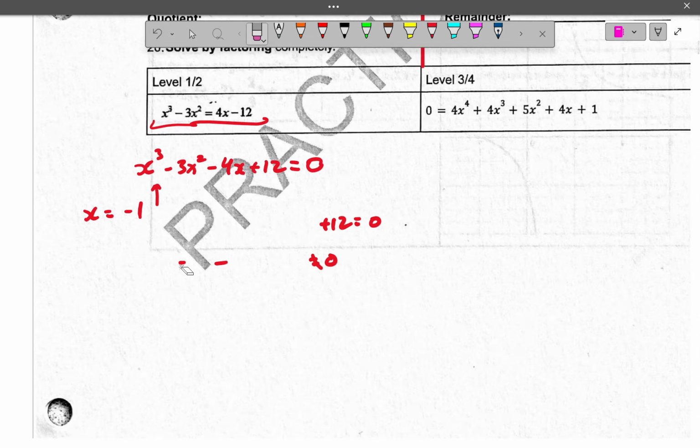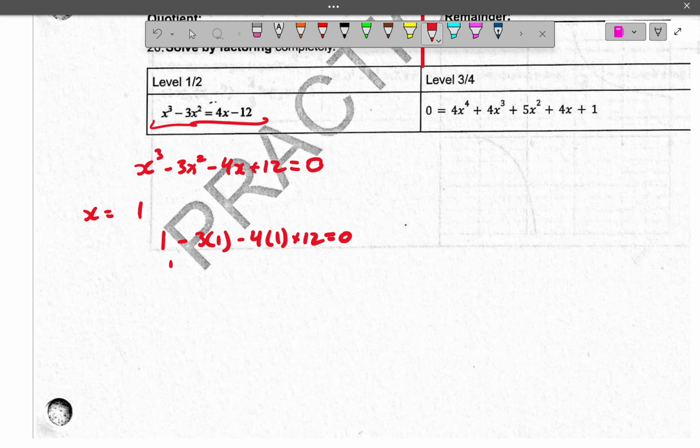So we could try, what if x is equal to 1? If x is equal to 1, we would get 1 for the first term, minus 3, and then x squared will still be 1, minus 4 times 1 plus 12 equals 0. That gives 1 minus 3 minus 4 plus 12. That's still not going to be equal to 0. And then you just keep going, trying a different number. So maybe -2.